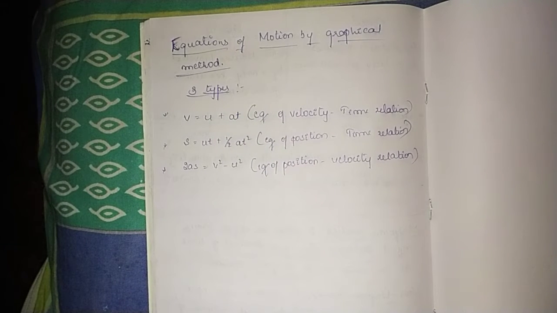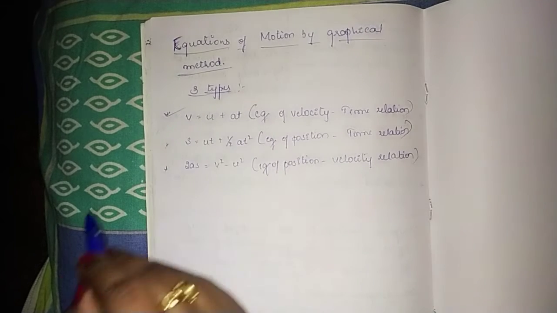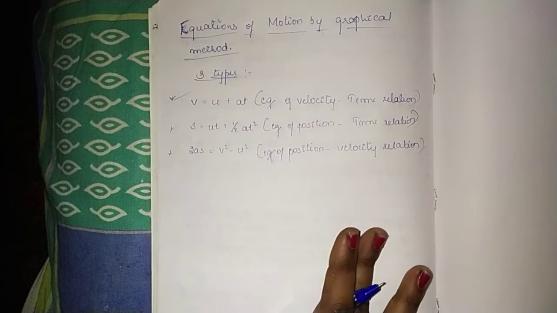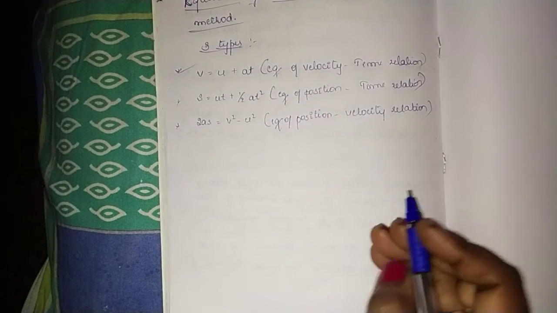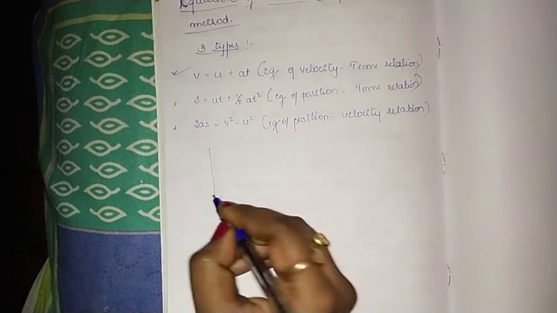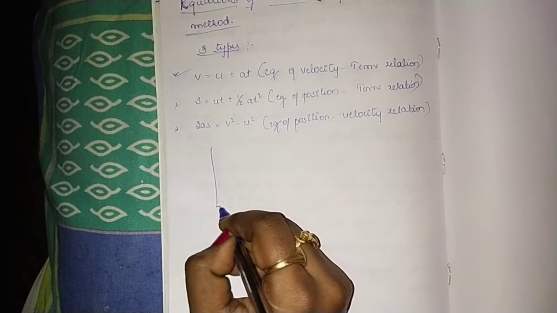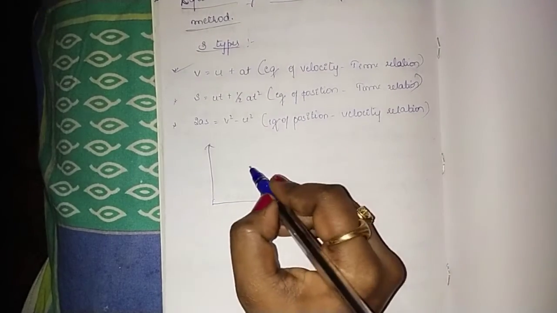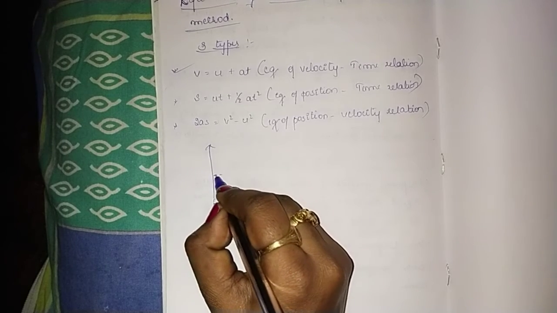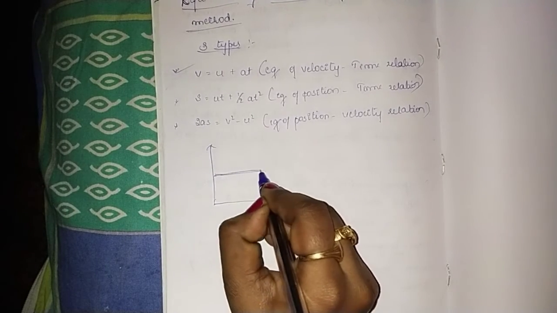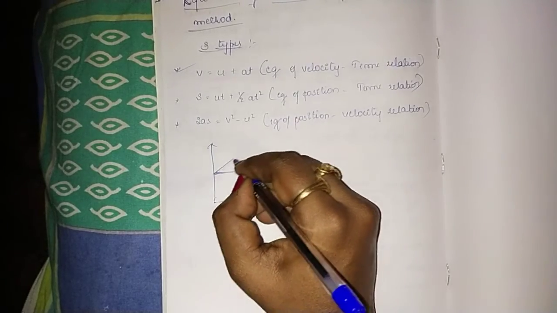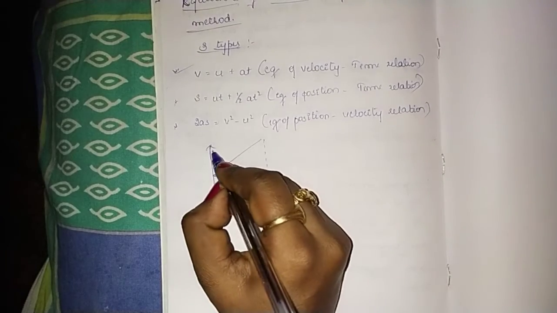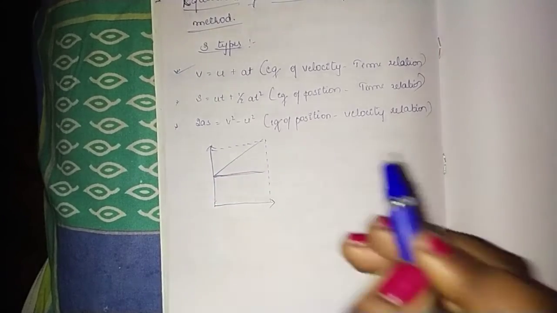So in order, let us deal with the very first equation, V equals U plus AT, that is the equation of velocity time relation. We will learn it today in a very easy manner. The graphical method is always like this. You can draw like this only. In the graphical method we are going to prove that V equals U plus AT.